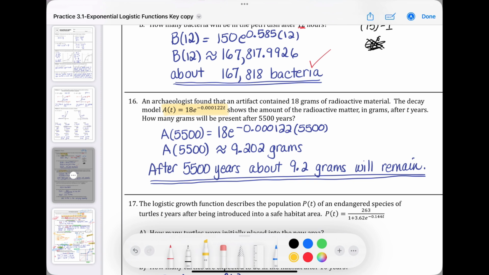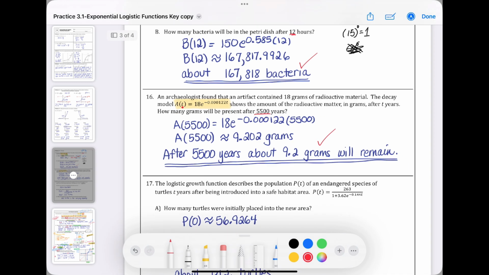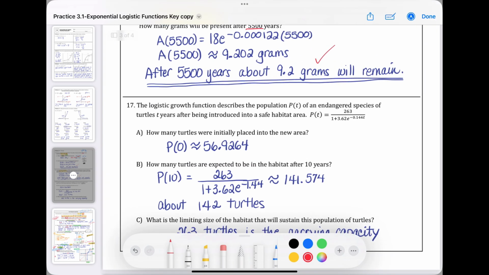Again, when you finish reading, you know that the 5,500 years will be plugged in for my time. T stands for my time. So do the housekeeping, then done. So far so good? All right, 17.